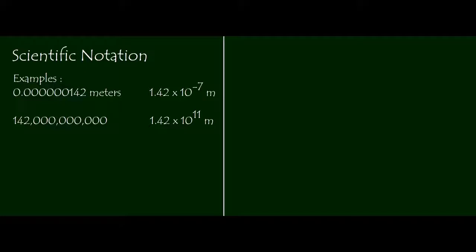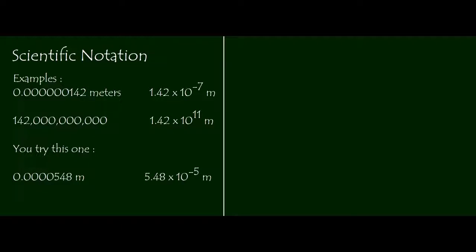Now I'm going to give you an example to try on your own. Pause the video here and see if you can work this one out. You should have counted 5 decimal places to the left so that you can have the 5 just to the left of the decimal point. And that would have gotten you 5.48 times 10 to the negative 5th meters.